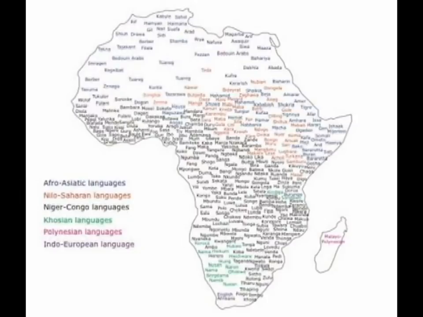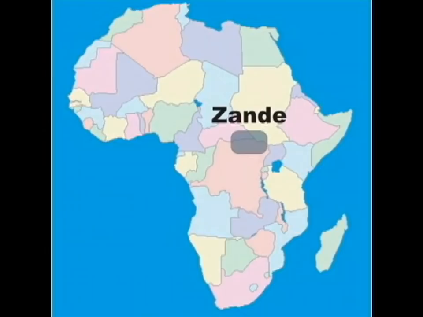The first slide is just so that you can realize how thoroughly diverse Africa is. Each one of those little words is a separate language, and that means a separate culture, a separate tradition and a separate music style. So lumping all of Africa or any part of the world together is overgeneralizing. Now, you won't be able to see, but Zande is right smack in the middle, right underneath the oranges. And that's the one I'll be talking about today.